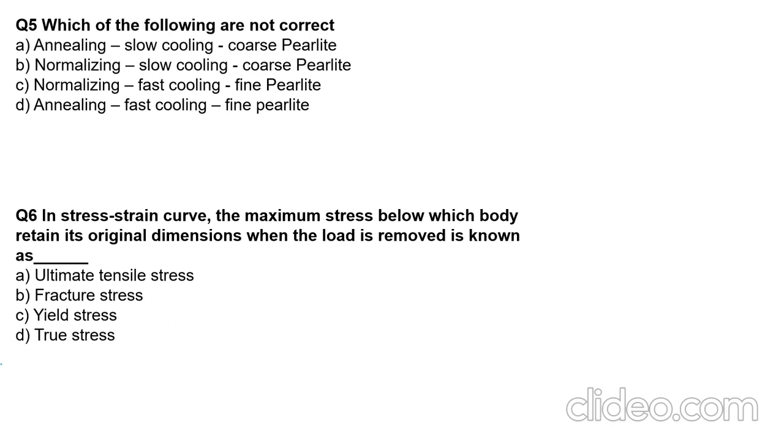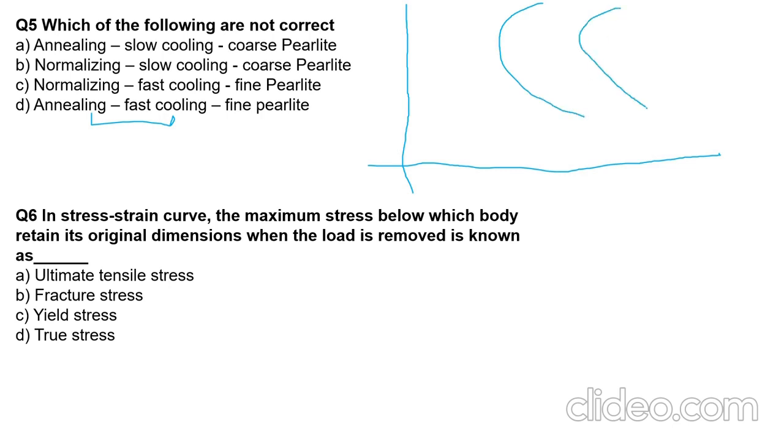For this, you will require two things. First, you have to see these two relations, right? Which is a slow cooling, which is a fast cooling, and then you have to relate it to their microstructure. So you can try to answer this question. Anybody wants to attempt it?